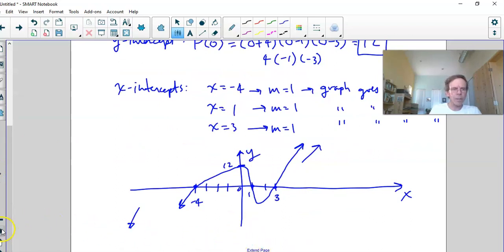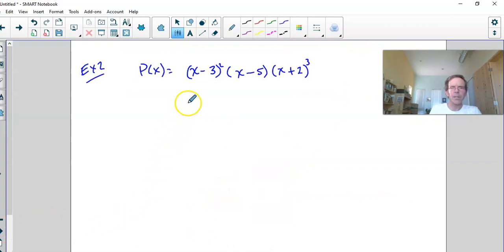Let's go to the next example here. End behavior. What is the first term going to be if we were to multiply this all out? That's what the end behavior is based on.